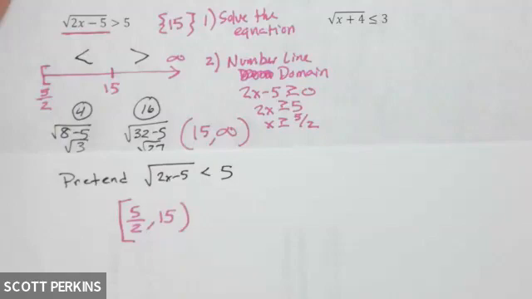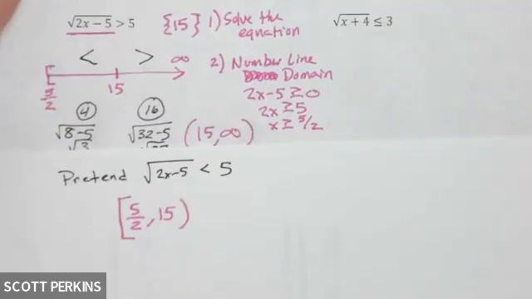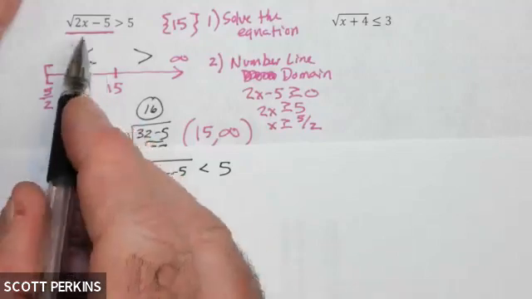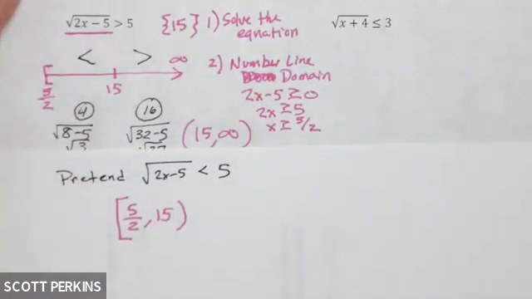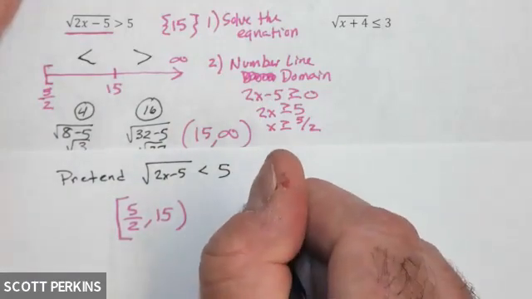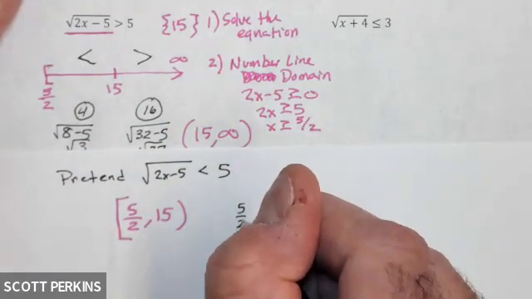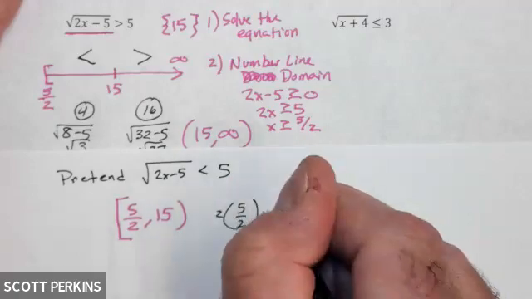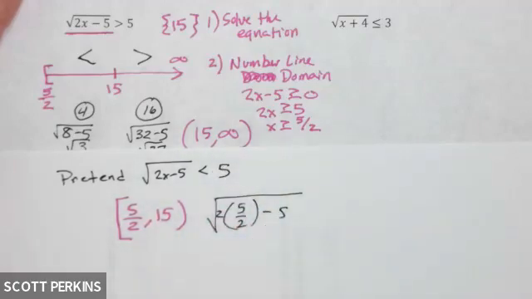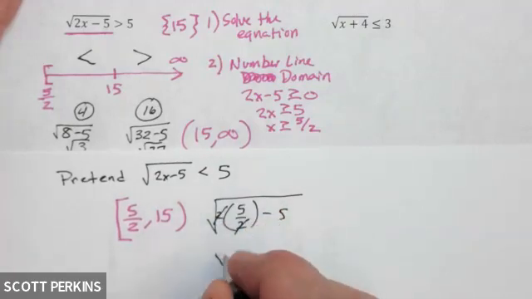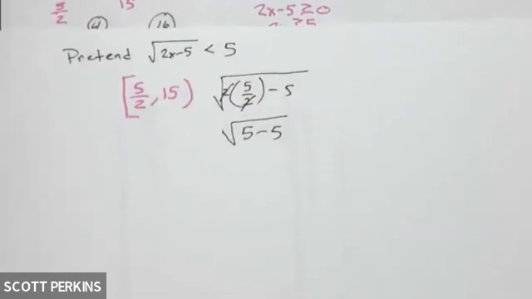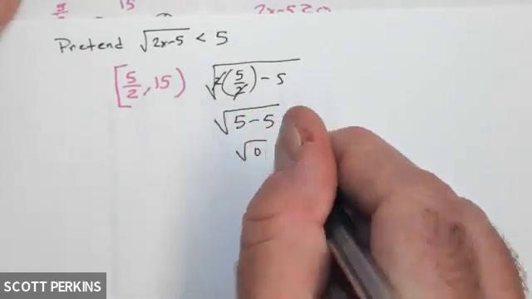And if you want to test it out, here's why. Let me put 5/2 in up here. 5/2 times 2 minus 5. This is what's under my square root. So 2 times 5/2, those cancel. And I have the square root of 5 minus 5. What is 5 minus 5? Okay, square root of 0, which is 0.